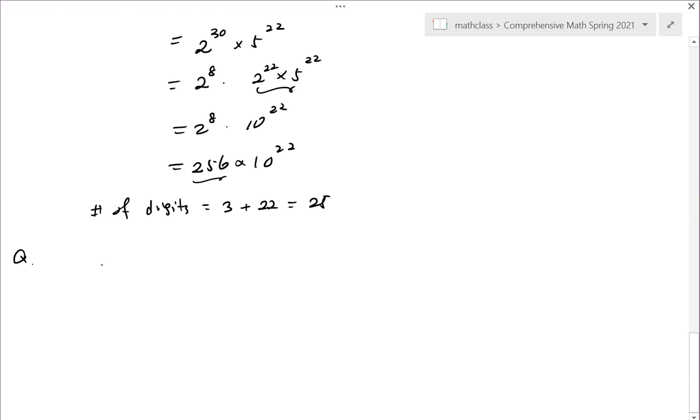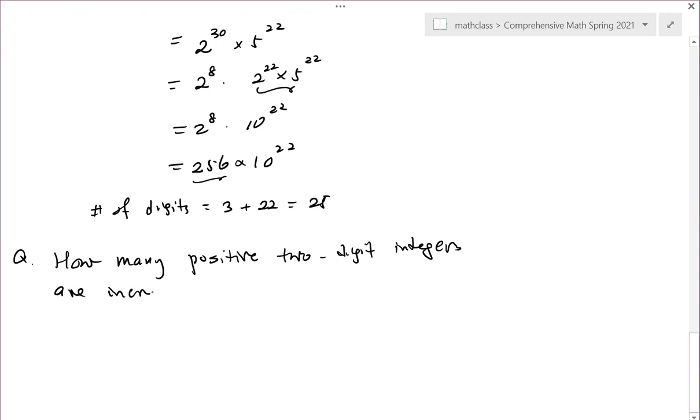Our next problem is: how many positive 2-digit integers are increased by exactly 9 when the digits are reversed?